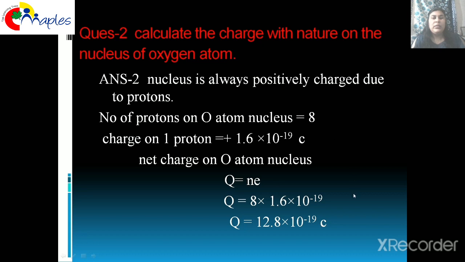So this is only on the nucleus of the oxygen atom. If you are asked what the total charge on the oxygen atom is, it will be 0, because there are 8 protons in the nucleus and 8 electrons in the orbitals. That is why the total charge on the oxygen atom is 0. But its nucleus has 12.8 into 10 to the power minus 19 coulomb of charge.